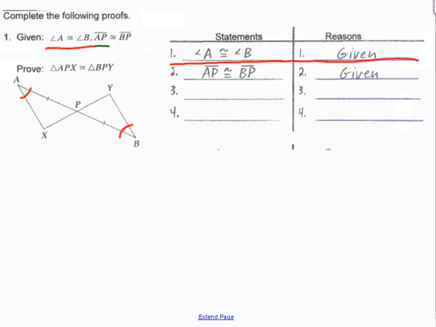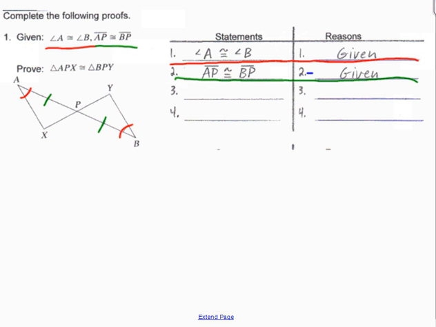Another given I have is another congruent part. I have AP congruent to BP, and that's given as well. So AP is marked with a tick, PB or BP is also marked with a tick mark. So notice how I use red, green. Now I need a blue congruent part. But my next step is blank. So I'm going to have to look at this picture to see if I can figure out if anything else is congruent.